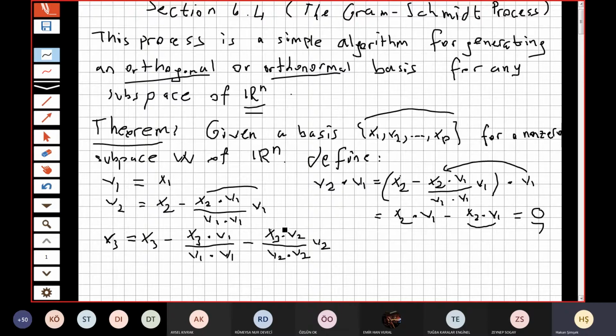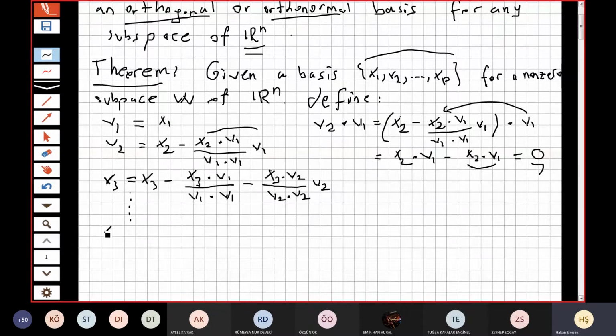V2 is a vector, and here we have a scalar multiplication, which is again a vector. Okay, if you remember. And by following this way, lastly, the last vector Vp, sorry, not X, is equal to xp minus xp dot product V1, here we should write V1, over V1 dot product V1, minus xp dot product V2, the second vector, over V2 dot product V2.